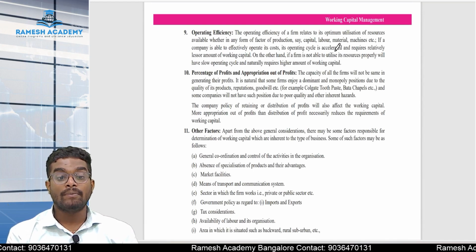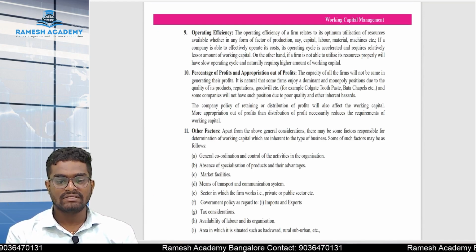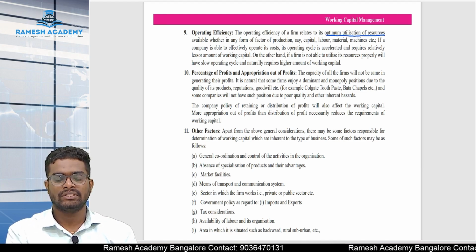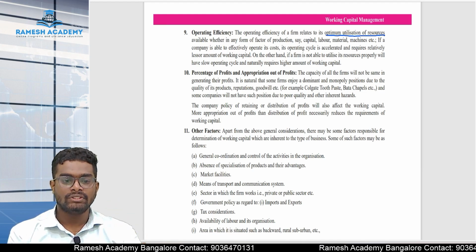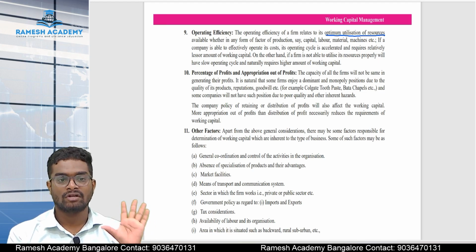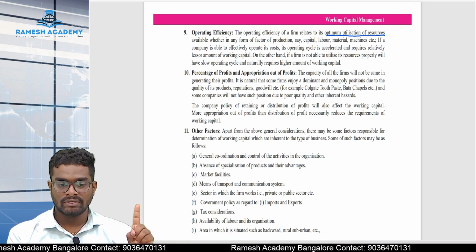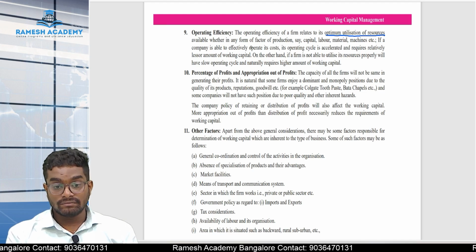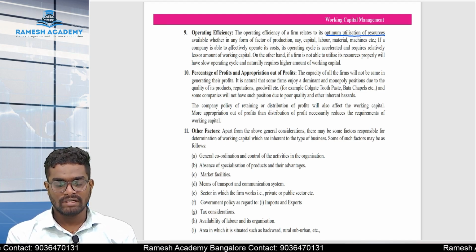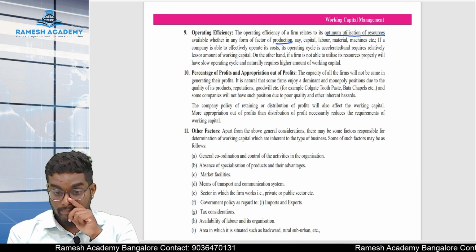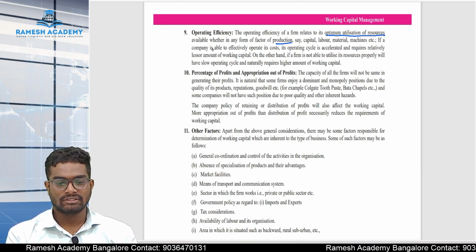Next, the operational efficiency. The operational efficiency of a business relates to the optimum utilization of resources. Means we will be using them efficiently, effectively, and economically. The 3 E's: economy, efficiency, effectiveness. Optimum utilization of resources available in the form of factors of production, say capital, labor, material and machine. So these are the factors of production.